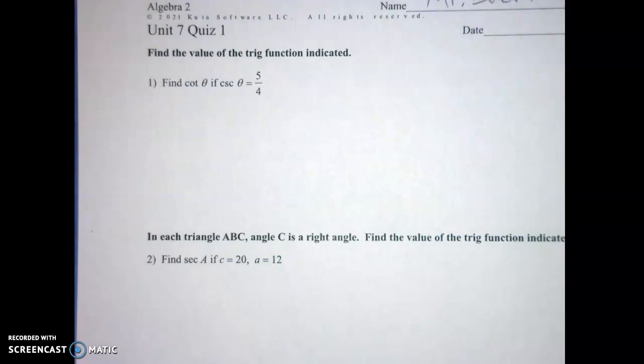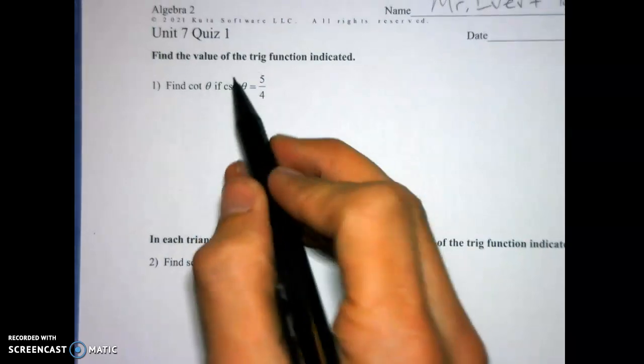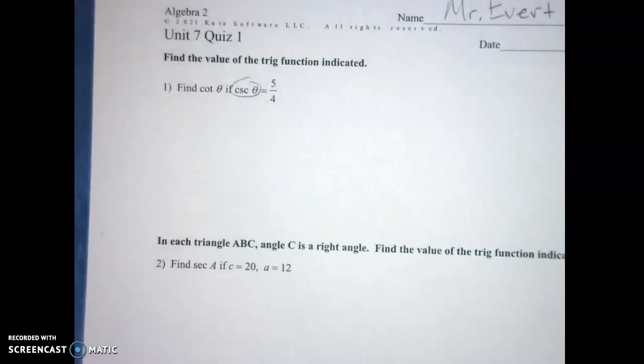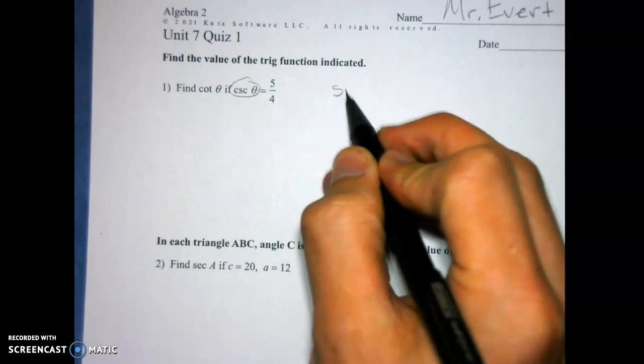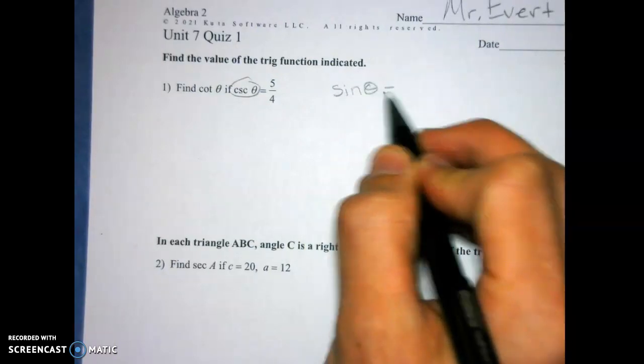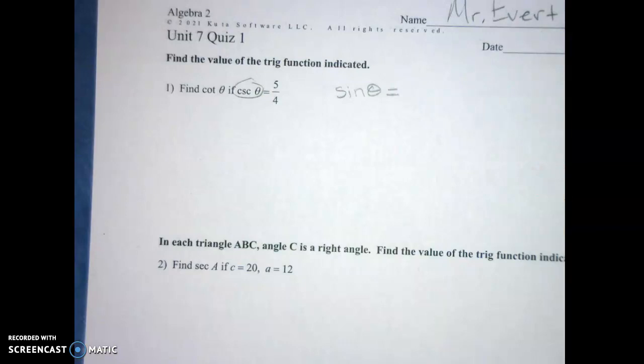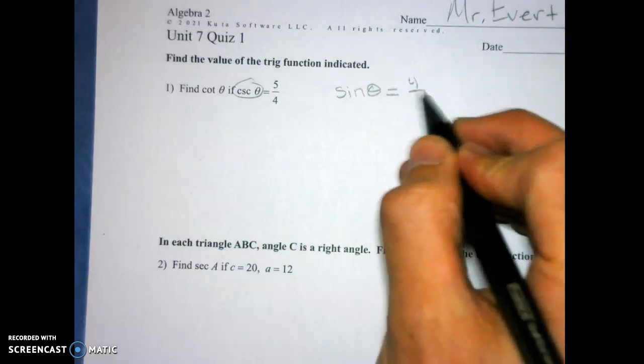Okay, this video is going to be for Unit 7, Quiz 1. So the first problem here says find cotangent of theta if the cosecant of theta is equal to 5/4. Okay. So the first thing I notice is that I have this cosecant ratio right here. Okay? Well, I know that cosecant is just the reciprocal of sine. So I do know the sine of theta is going to be 4/5.